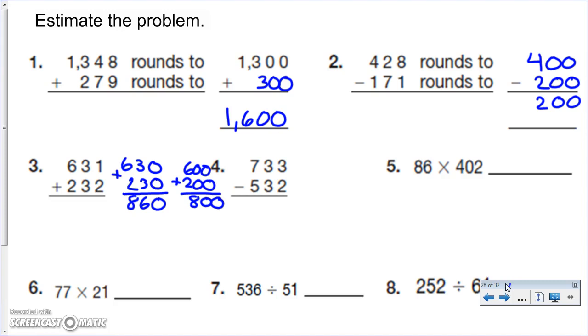So number 4, again, we can round to the nearest 10 or the nearest 100. So we'll start with the nearest 10. 733 rounds to 730. 532 rounds to 530. And then we just subtract. Or we can round to 700 minus 500, which will also get us 200.